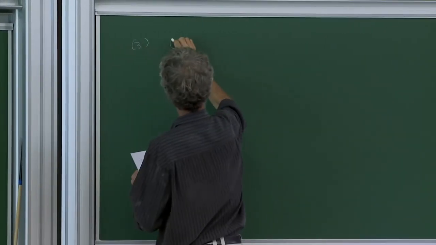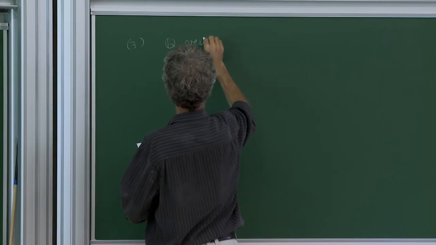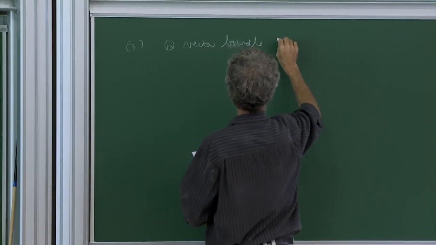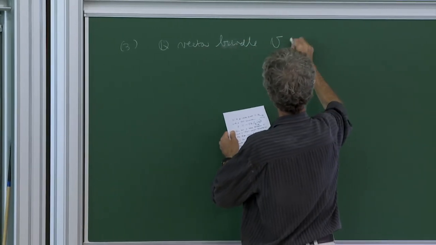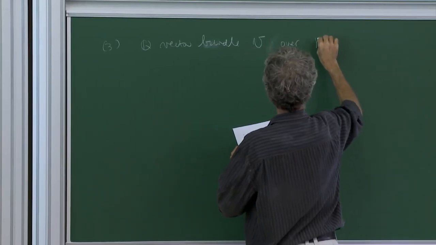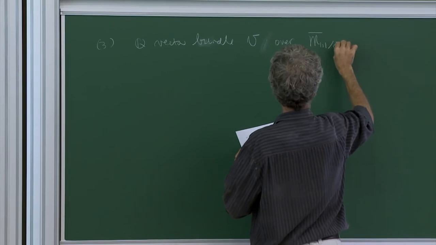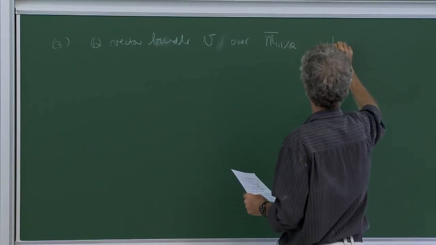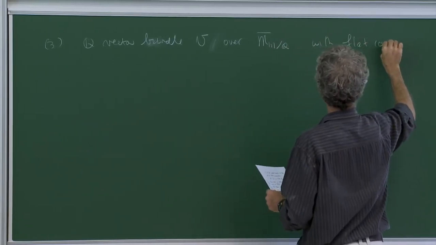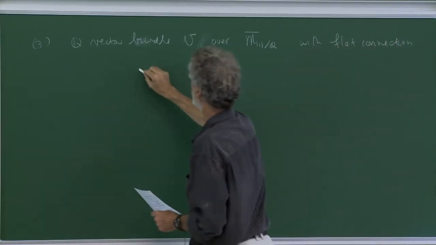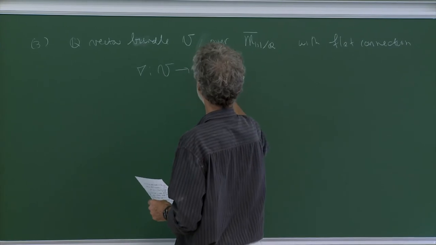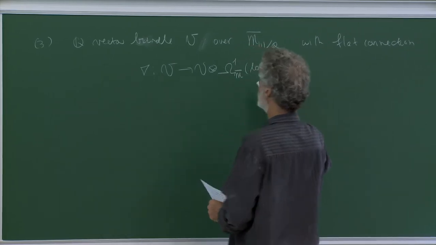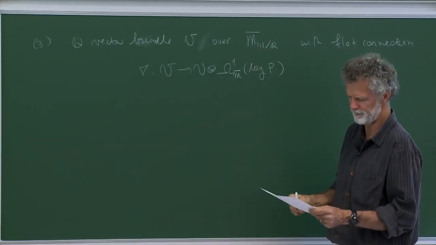And then the next part, number three, you've got a Q vector bundle. So this is the de Rham story: V over M11 bar over Q, with a flat connection. So nabla will take V into V tensor omega 1 of M11 bar log P, where P is the cusp. So it has a logarithmic singularity.